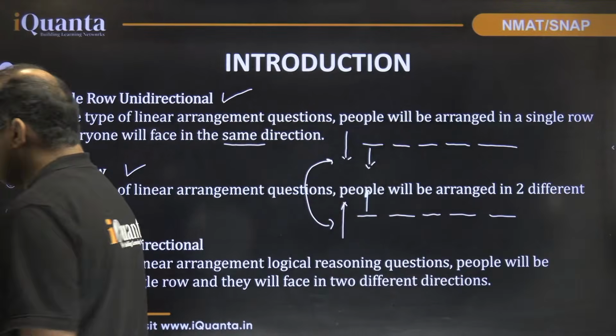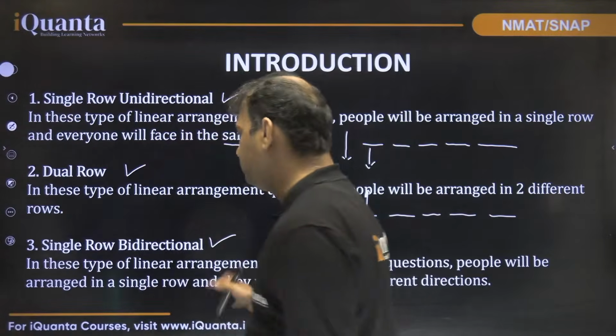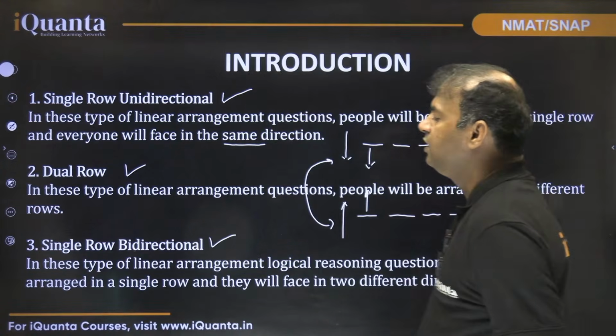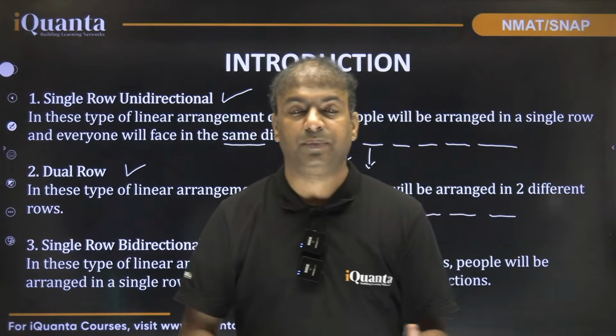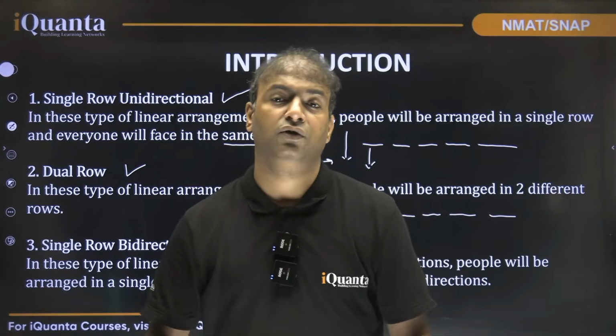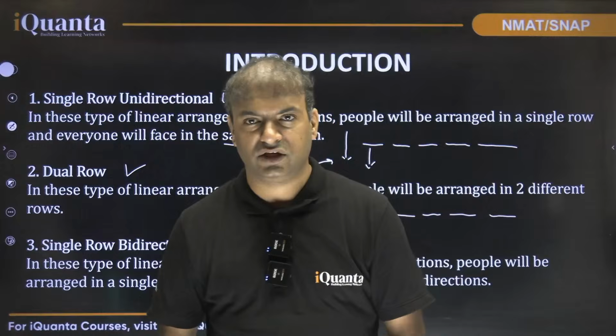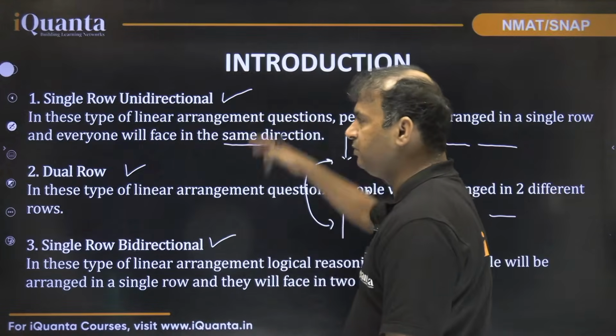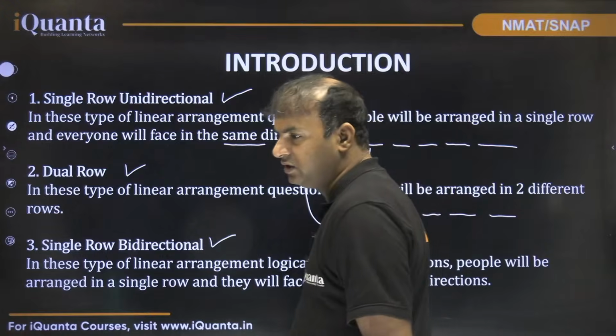All right, now let's talk about the third one, which is the most confusing one, right? Most difficult one. It's a single row bidirectional. It means in a single row, some people will be facing north and some people will be facing south. This is comparatively more challenging, more difficult, right? So we'll be doing this part at the end. First we'll be finishing the first two and then we'll come to the third one.